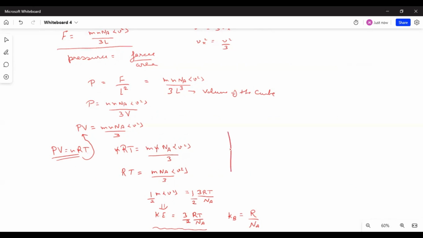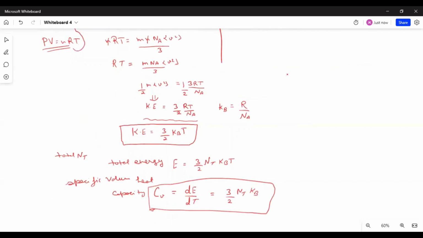When we arrange it, we get 1 by 2 mv², which is the kinetic energy, equal to 3 by 2 RT by N_A, and we know the Boltzmann constant is defined as R by N_A, so we get the expression of kinetic energy, 3 by 2 k_B T. Total energy, with the total number of particles being N_T, is 3 by 2 N_T k_B T. Now the specific volume heat capacity, which is defined as the differentiation of total energy with respect to temperature at constant volume, will be 3 by 2 N_T k_B. This expression will be used in the future. Thank you for your time.